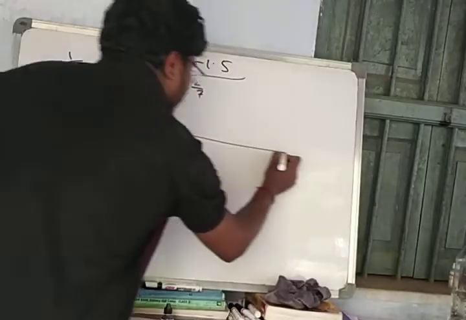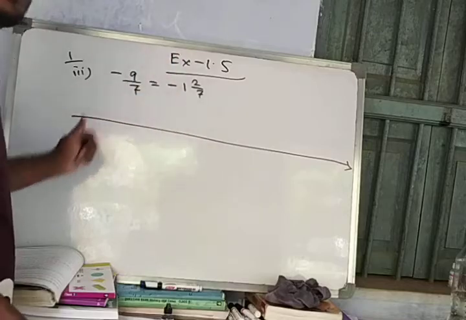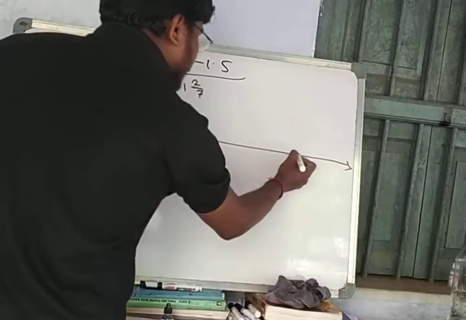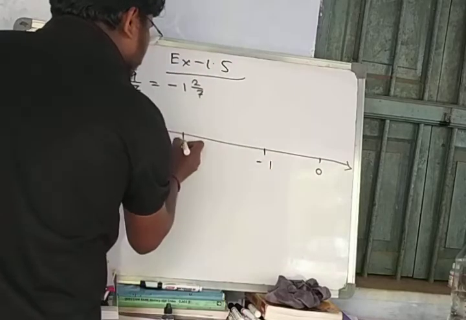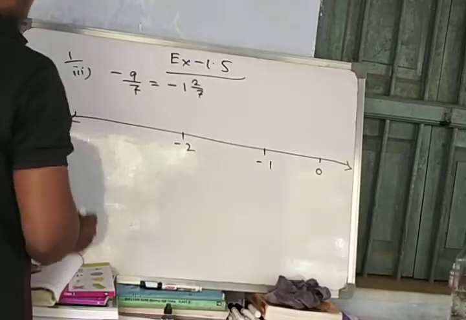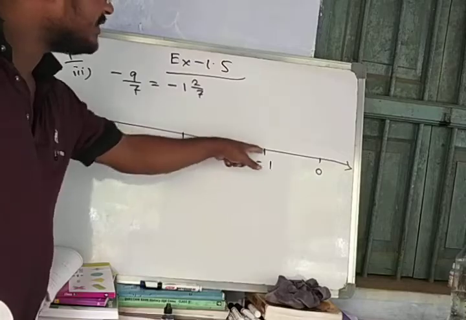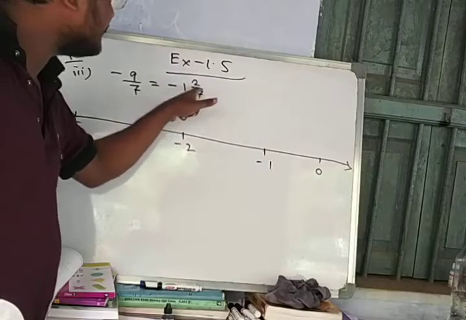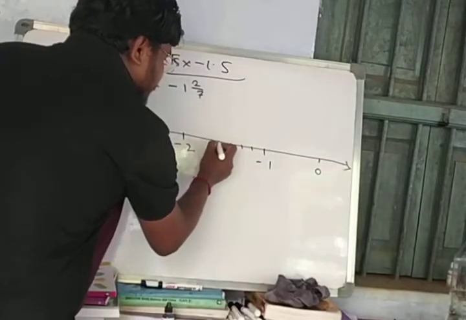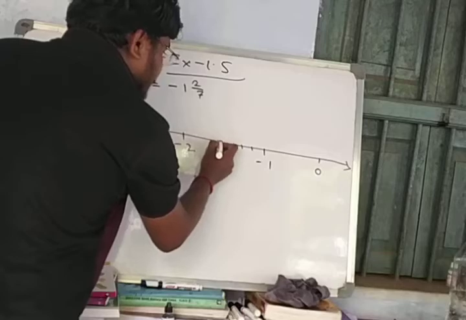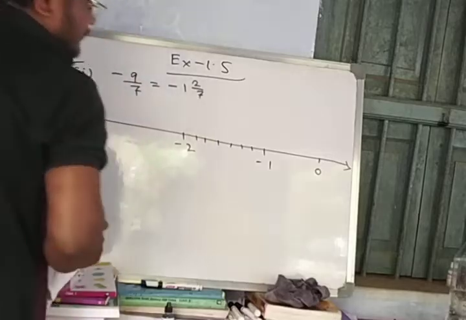Now in the number line, you can see the number lies between minus 1 and minus 2. Then write 0, this is minus 1, this is minus 2. On the number line you will give an arrow sign. Now it lies between these two numbers and it is divided into how many parts? 7 parts. So you will divide this into 7 equal parts. 1 2 3 4 5 6 7.